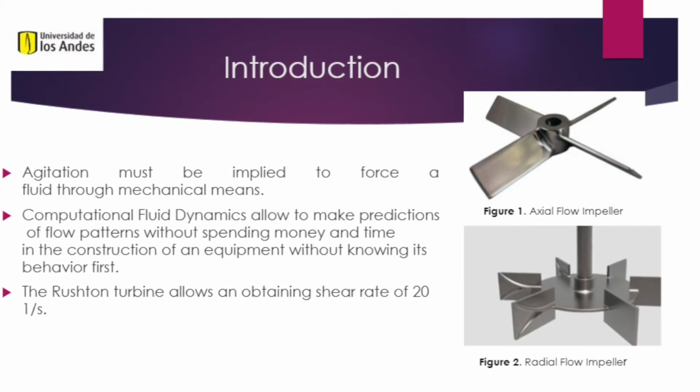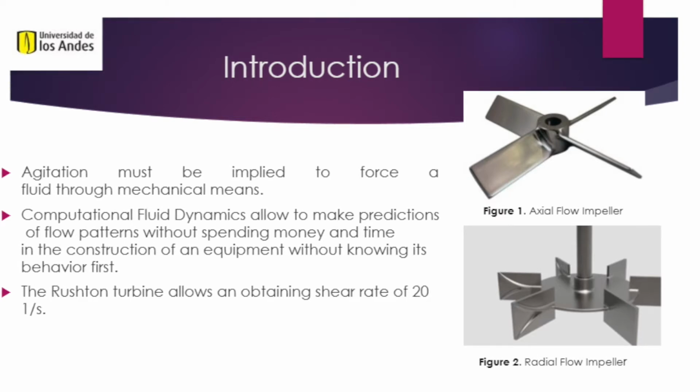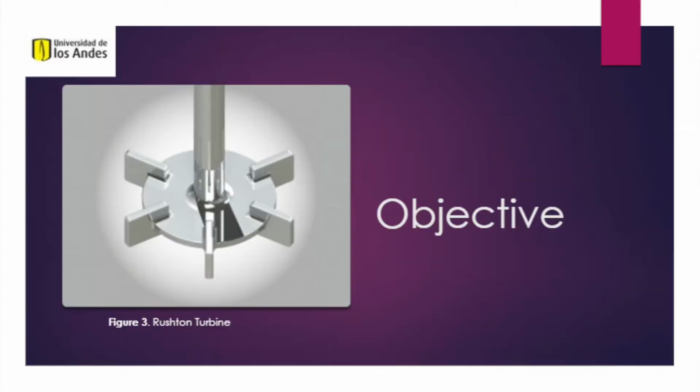The bottom of the tank is rounded to eliminate corners and regions where there are no fluid currents. The Rushton turbine allows obtaining a shear rate of 21 per second. It is effective at low concentrations of gases and immiscible liquids. It generates high shear stresses to break bubbles or drops. The objective of this project is to design an impeller and evaluate it through CFD to obtain a shear rate and a power curve higher than the Rushton turbine.